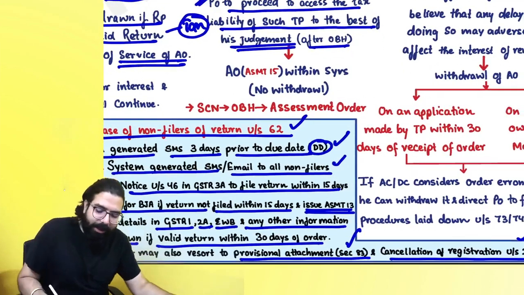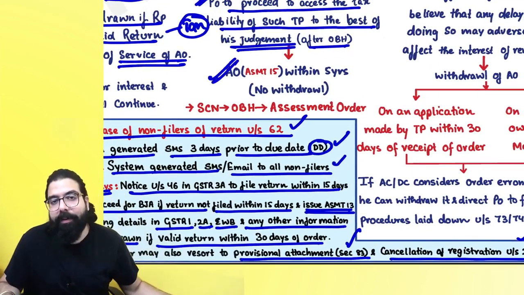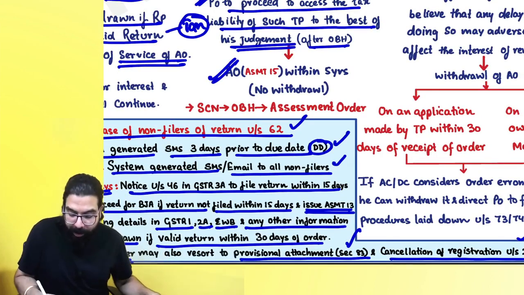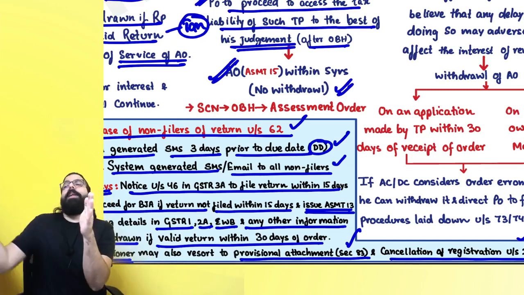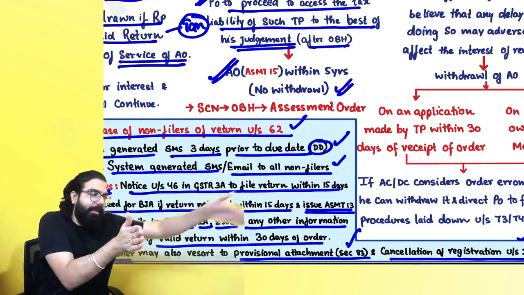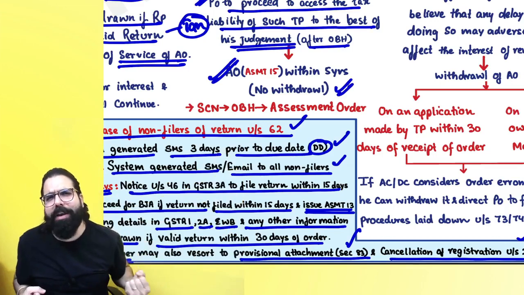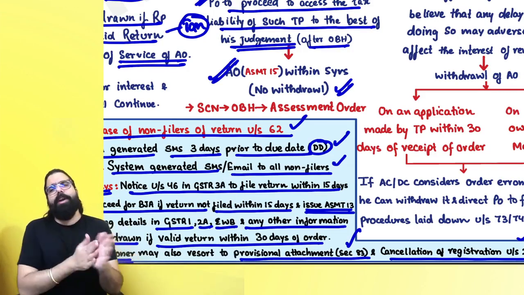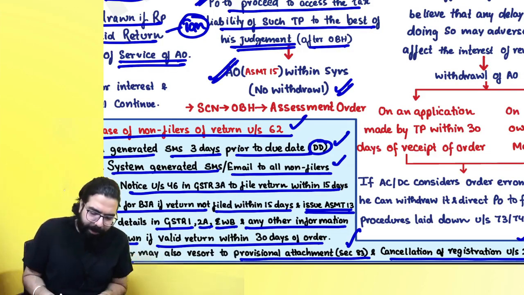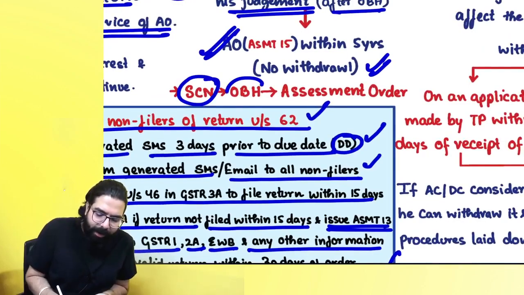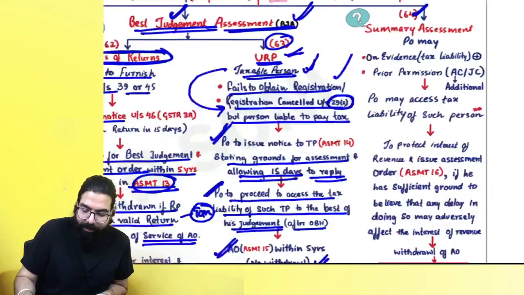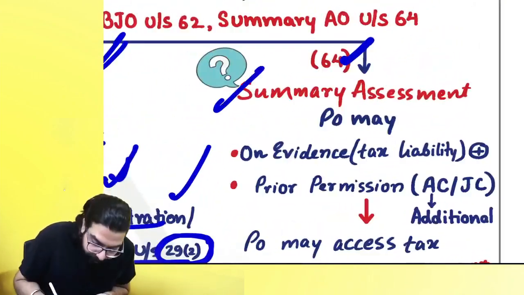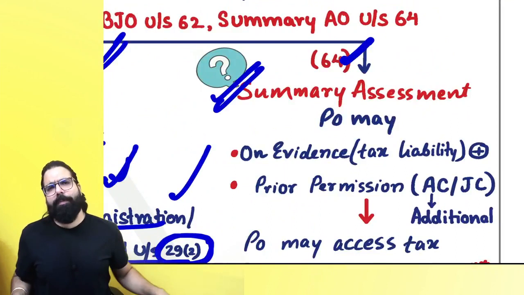Once the assessment order ASMT 15 is passed in case of best judgment of an unregistered person, the assessment order cannot be withdrawn. Always remember, the time limit for passing the assessment order is 5 years from the due date of annual return. What if the due date of annual return is extended? Then 5 years from the extended due date. So first they give you a notice, then an opportunity of being heard, and then an assessment order is given in section number 63. The next one is summary assessment.